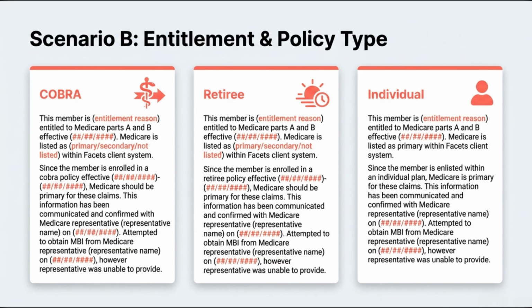Notice the consistent finding across all three. COBRA, retiree, and individual plans all point to Medicare being primary. This is critical for our claim building. Always verify those effective dates for Medicare Parts A and B, and remember that constant chase for the MBI. The audit team often tries to get that directly from the Medicare representative, but as you see here, sometimes it's just not provided. This is a common hurdle, but one we learn to overcome. Keep those eyes peeled for these scenarios because they represent significant recovery opportunities.